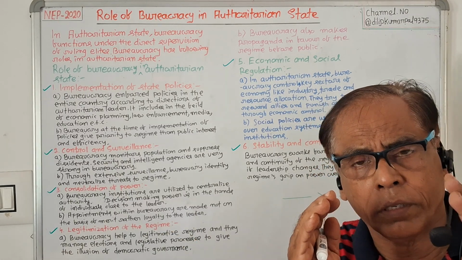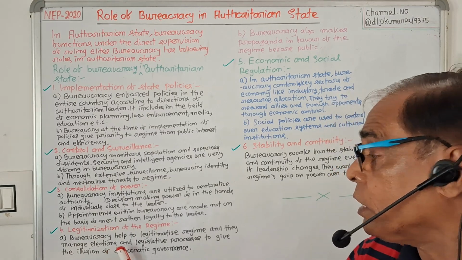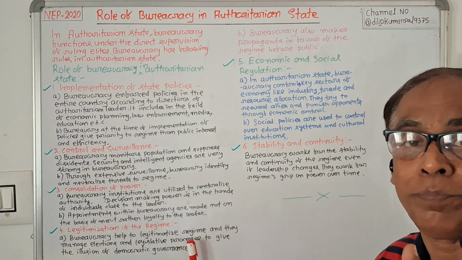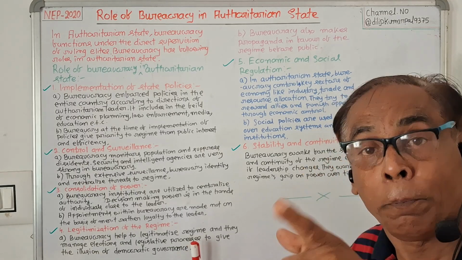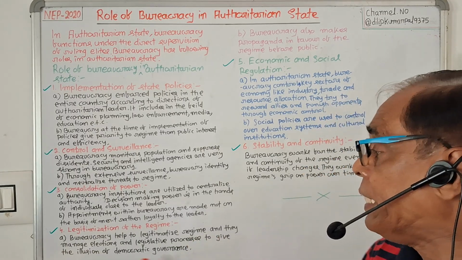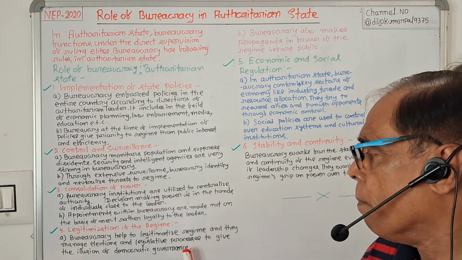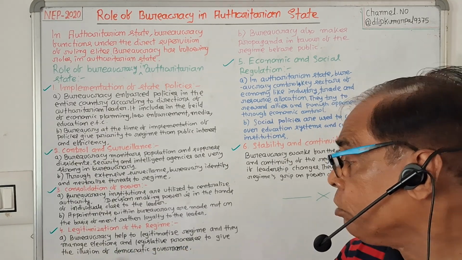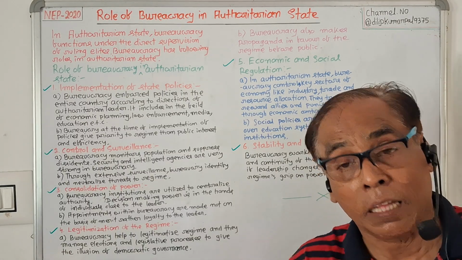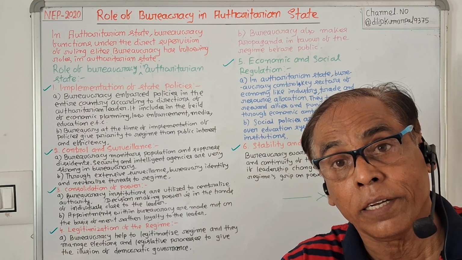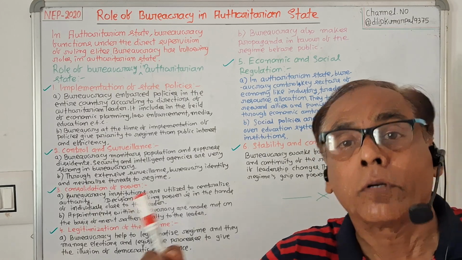Under legitimization of regime, bureaucracy has two functions. Number one, bureaucracy helps to make the regime lawful or legitimate. And they manage elections and legislative processes to give the illusion of democratic governance, as if the governance is a democratic one.